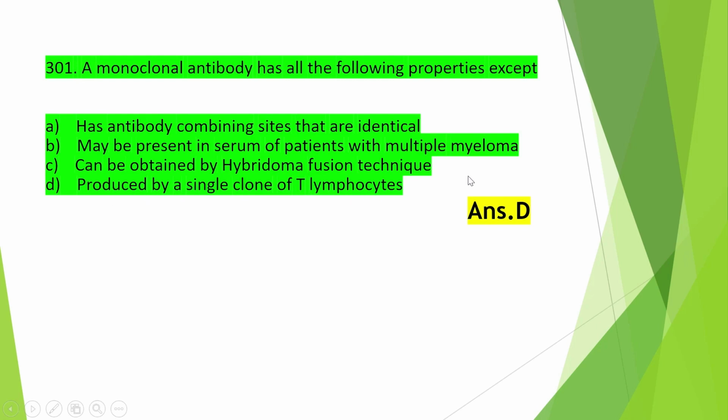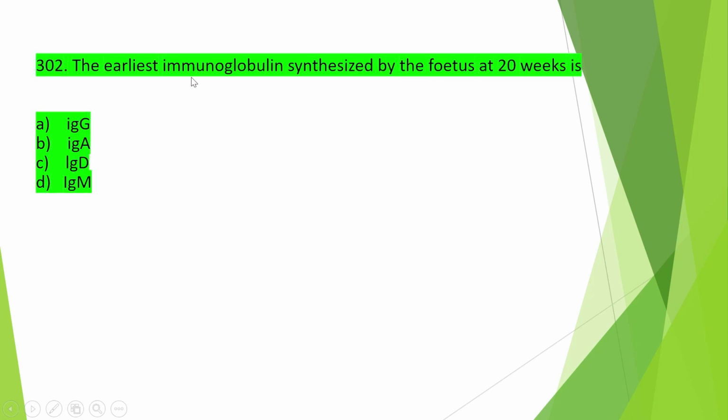The next question is, the earliest immunoglobulin synthesized by the fetus at 20 weeks is IgG, IgA, IgD or IgM. The right answer is option D, that is IgM. IgM is the earliest immunoglobulin synthesized by the fetus at 20 weeks.